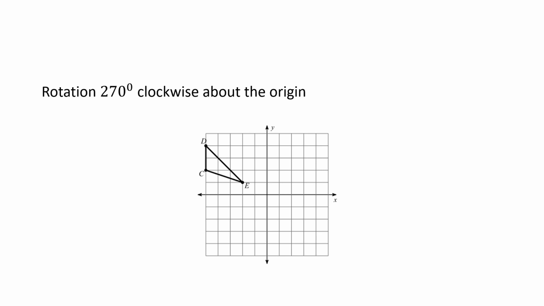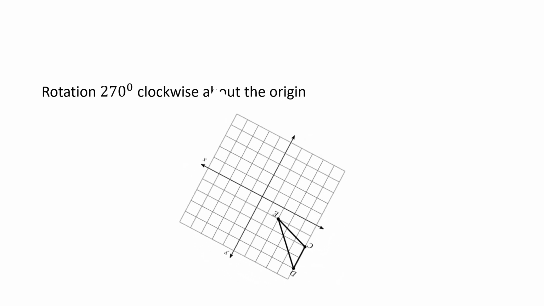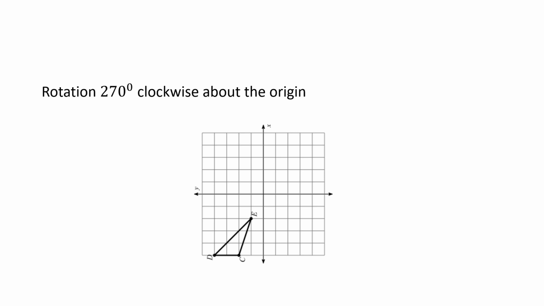Now we are going to rotate triangle CDE 270 degrees clockwise about the origin. So we're going to physically turn the paper 3 times in the direction the clock moves. So we know 1 times 90 is 90, 2 times 90 is 180, and 3 times 90 is 270 degrees.